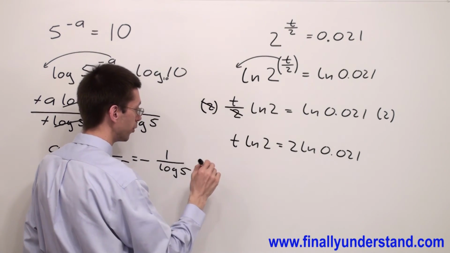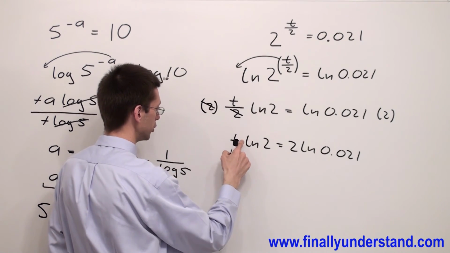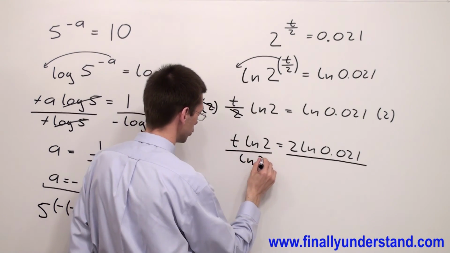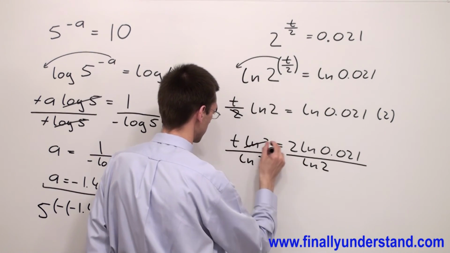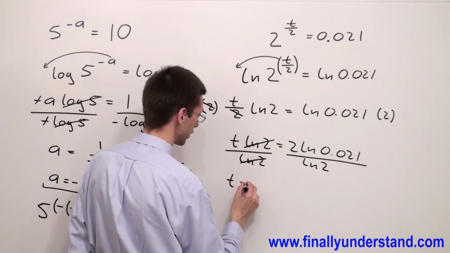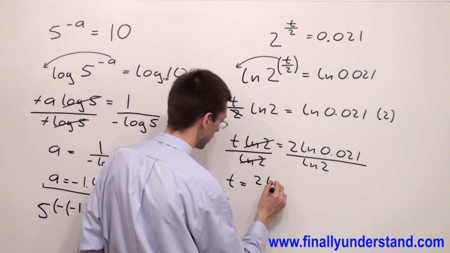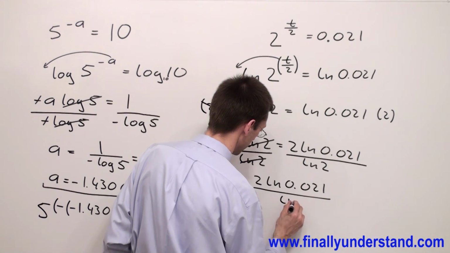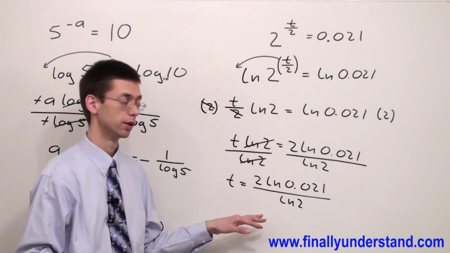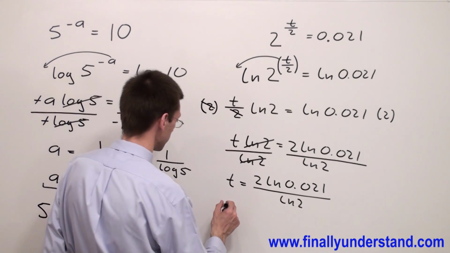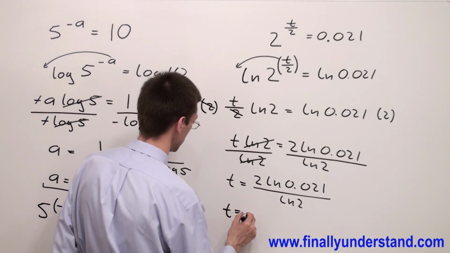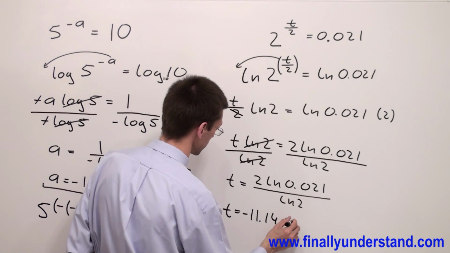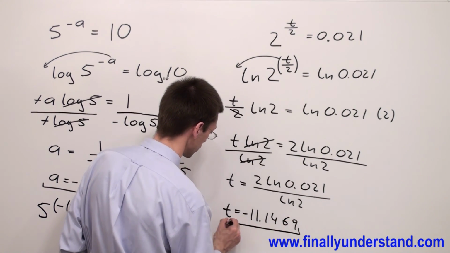I'm looking for the value of t. That's why I have to divide both sides of the equation by whatever is multiplied to t, in this case, ln 2. t is equal to 2 natural log 0.021 divided by ln 2. Plug these values into the calculator and you're supposed to obtain t equals negative 11.1469. And this is the solution to this problem.